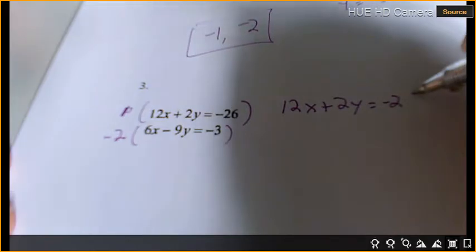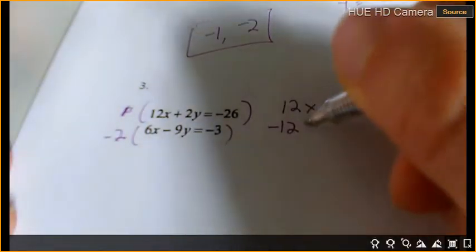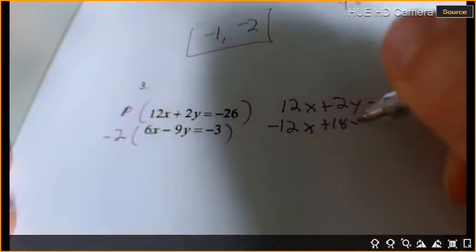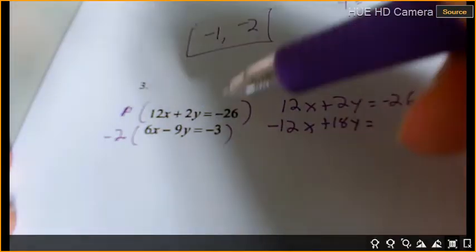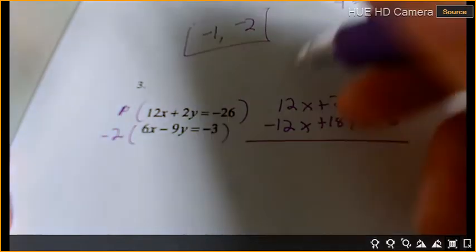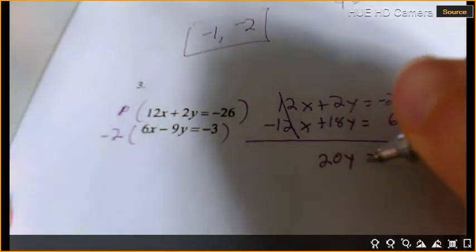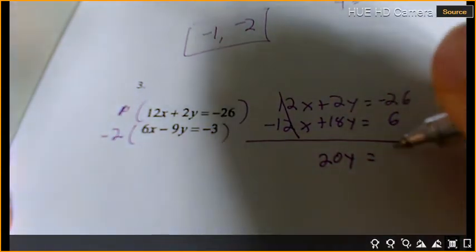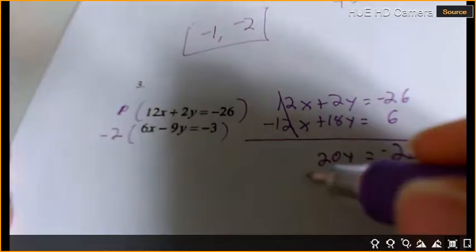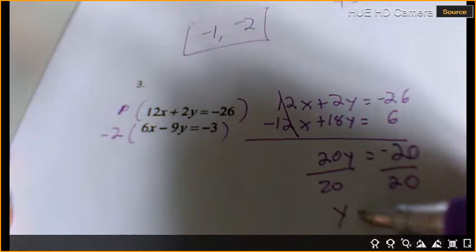So 2 times 6 gives me negative 12x. Negative 2 times negative 9 is positive 18y. Equals negative 2 times negative 6 is 6. Then I'm going to add them straight down. These cancel. 18 plus 2 is 20y. Negative 26 plus 6 is negative 20. Divide both sides by 20. Y equals negative 1.